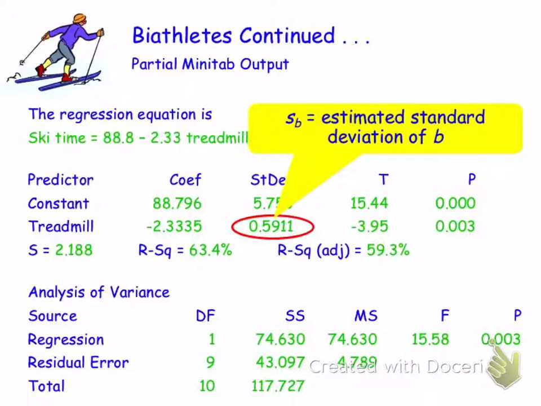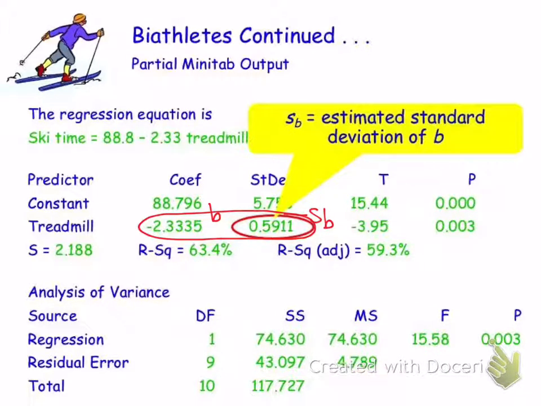The 0.5911, the number that is next to my slope, is s sub b. That is the estimated standard deviation of the slope. These are the two numbers that we will use in our formulas. So when we're doing inference, the only two numbers that you'll need when we're calculating our test statistic and our confidence interval will be our slope, b, and then s_b. They're always side by side.